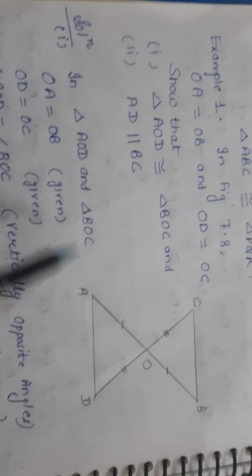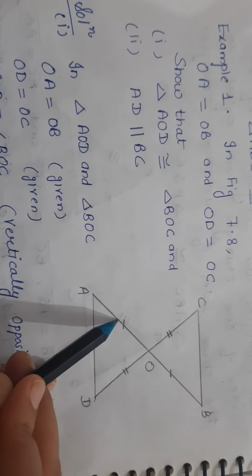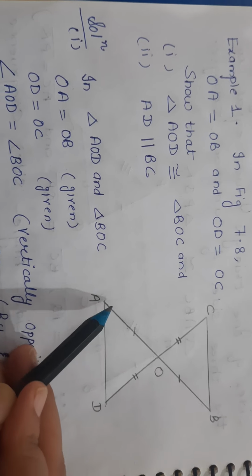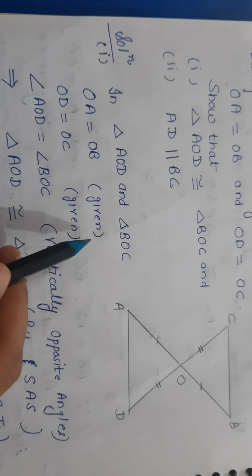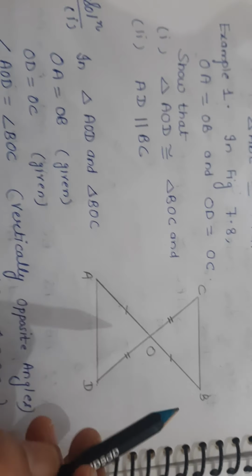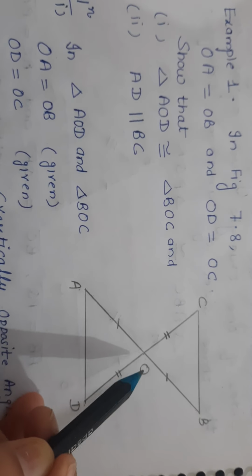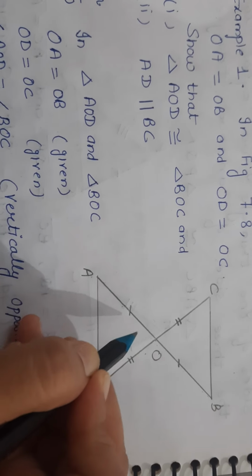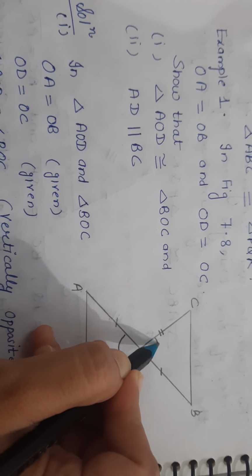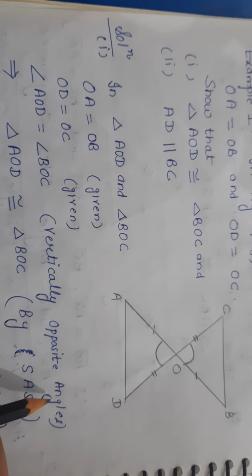Now in triangle AOD and triangle BOC, we are given side OA is equal to side OB. This is given. Next, side OD is equal to side OC. This is also given. Now if you look here, the lines AB and CD are intersecting at O. That means angle AOD must be equal to angle BOC. These two are vertically opposite angles.